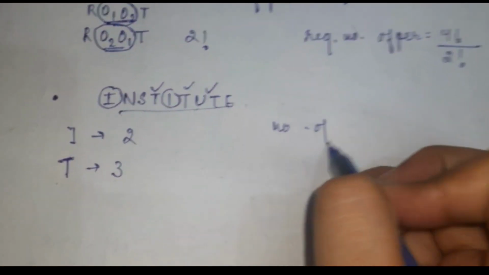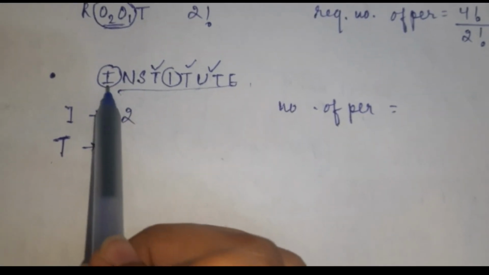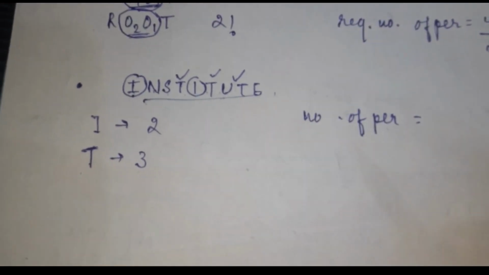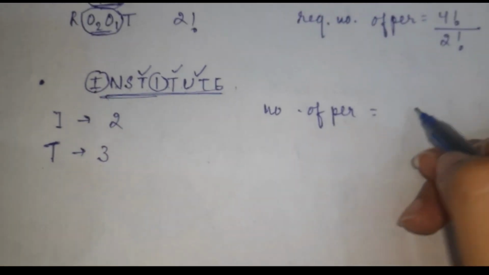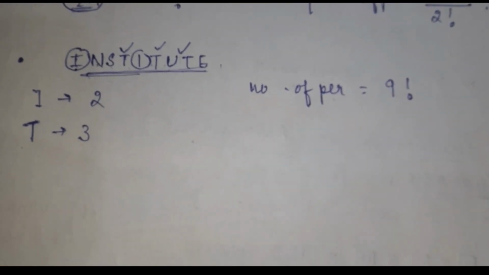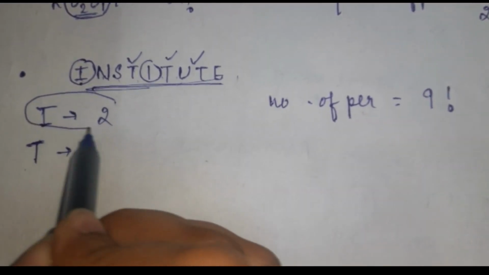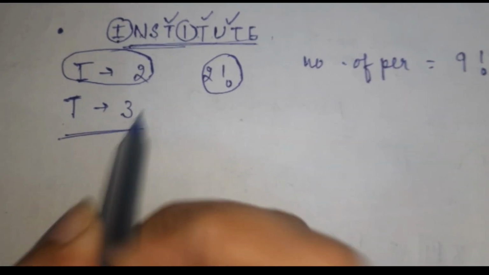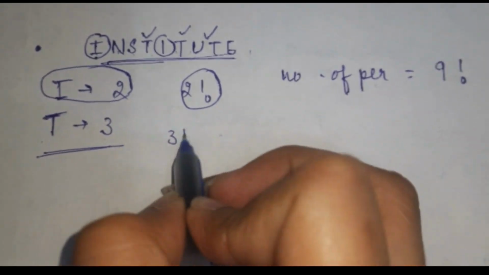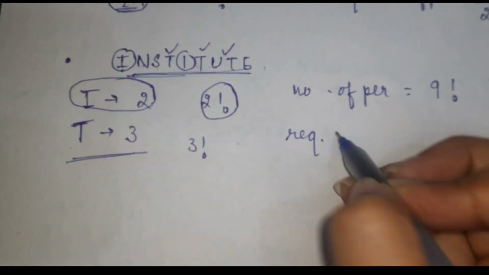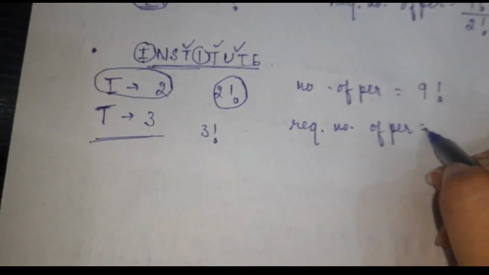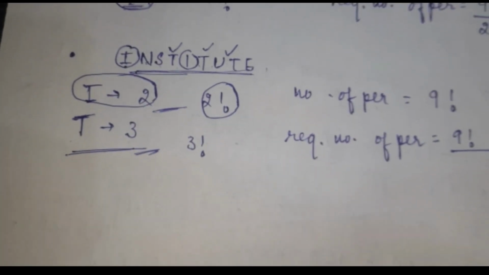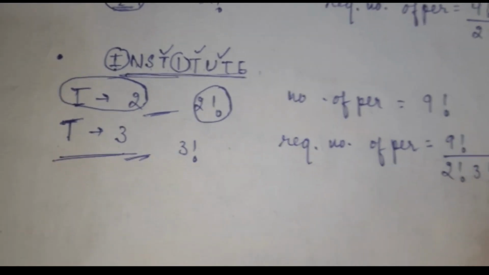So the total number of permutations will be, the number of alphabets in the word institute are 1, 2, 3, 4, 5, 6, 7, 8, 9. Considering all these alphabets as distinct, I'll get the total number of permutations as 9 factorial. Now since my I is repeating twice, the alphabet I can be arranged in 2 factorial different ways. Since I have 3 T's in this word, all the T's can be arranged in 3 factorial different ways. Thus, the required number of permutations will be total permutations divided by the ways in which these repeating elements can be arranged, that is 2 factorial into 3 factorial.